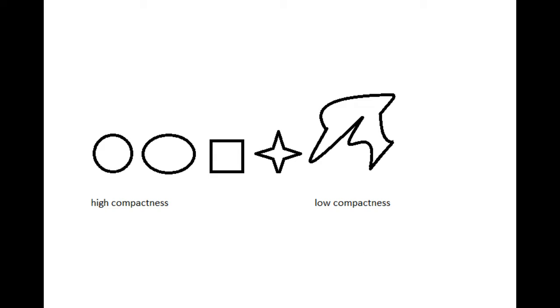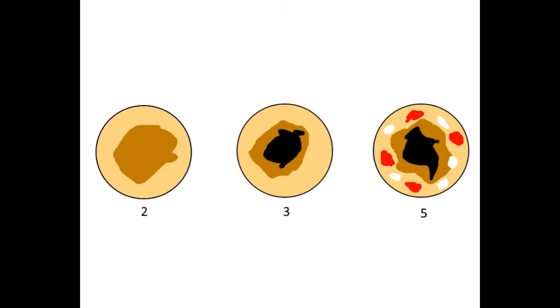Secondly, there is border irregularity. The border of a spot can grow in circumference while keeping the same area. The relation between circumference and area is used to determine compactness, which tells something about the roundness of a shape. A lower compactness means increased risk of melanoma.